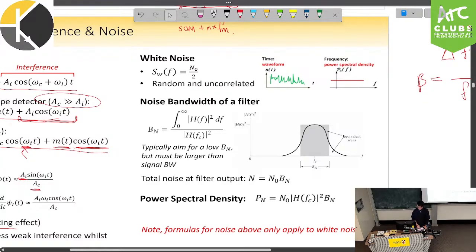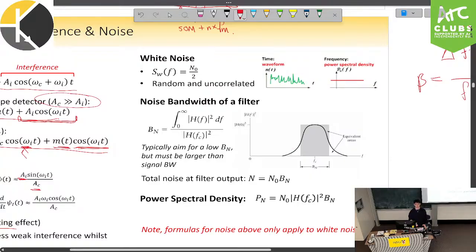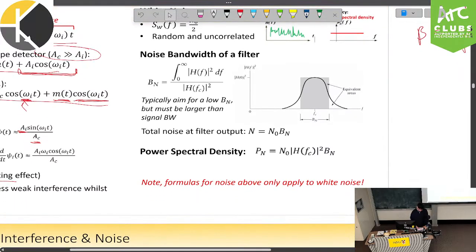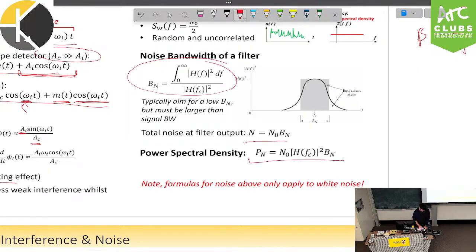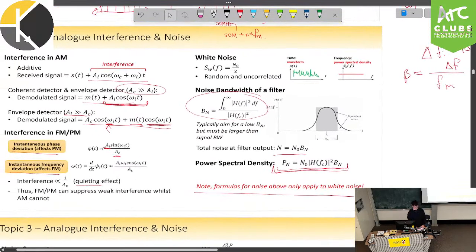By white noise, what's meant by that is that every frequency is equally likely to occur, so we have a flat frequency response, and in time every sample of noise will be random and uncorrelated. This is how you find the noise bandwidth of a filter, total noise at the output, and then this is your power spectral density formula here. Cool, and again, we're only looking at white noise in this course, so these formulas above only really apply to white noise.